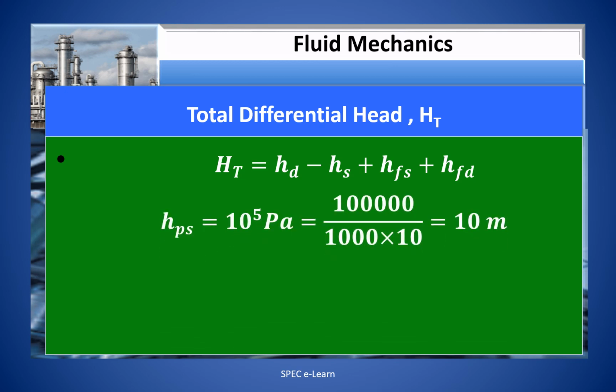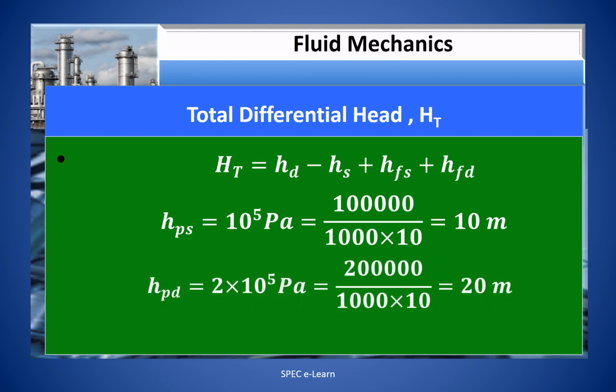The suction head HPS equal to 10 to the power 5 Pascal, which is equal to 10 to the power 5 divided by 1000 times 10, which is equal to 10 meters. The discharge head HPD equal to 2 times 10 to the power 5 Pascal, which is equal to 2 into 10 to the power 5 divided by 1000 times 10, which works out to 20 meters. The frictional losses HFS on the suction side and HFD on the discharge side are 0.